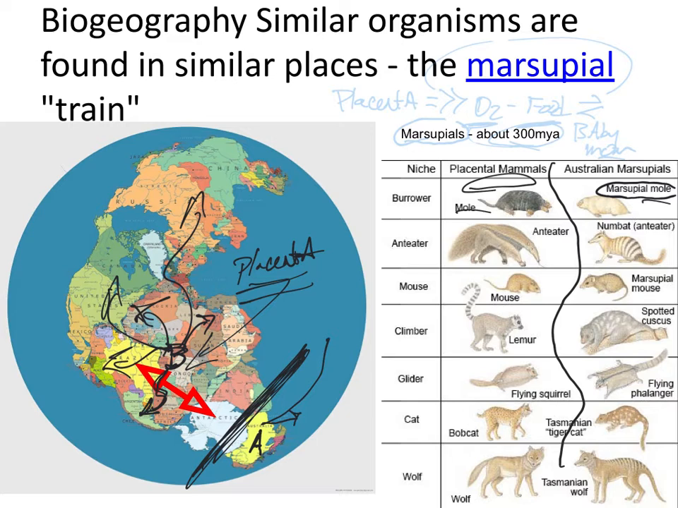So you have the mole, marsupial mole, anteater, marsupial anteater, mouse, marsupial mouse, flying squirrel, flying phalanger, which is like a marsupial squirrel. So everything on this side evolved from a similar ancestor, but is taking advantage of an environment that's almost the same. And basically this place where this occurs and the line is called the Wallace line. So it's another famous evolutionary biologist who was a contemporary of Darwin and who actually came up with the theory of natural selection, not quite contemporaneously, a little bit after Darwin did, and actually pushed Darwin to publish.